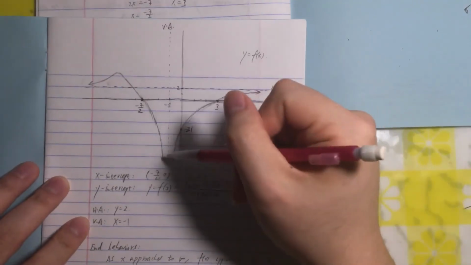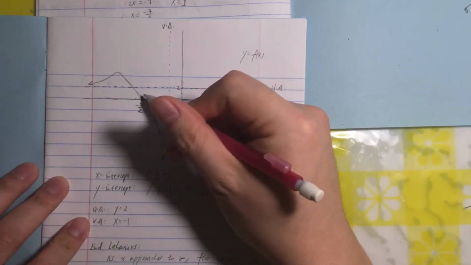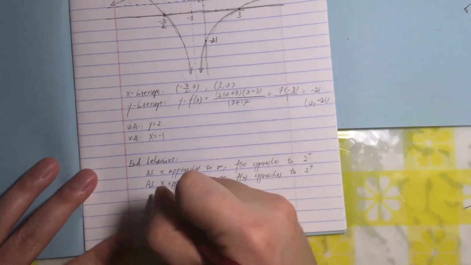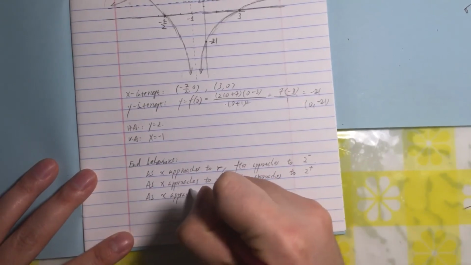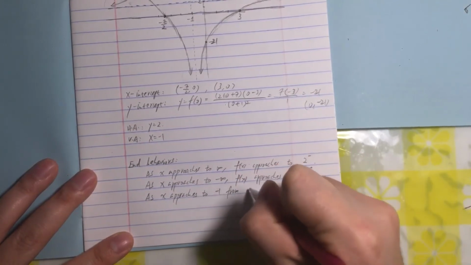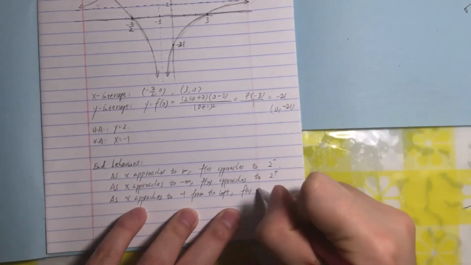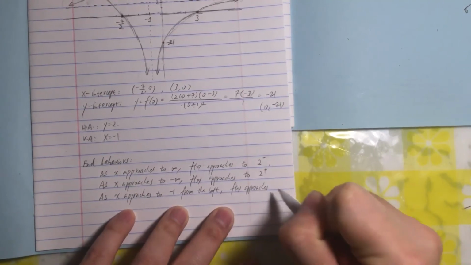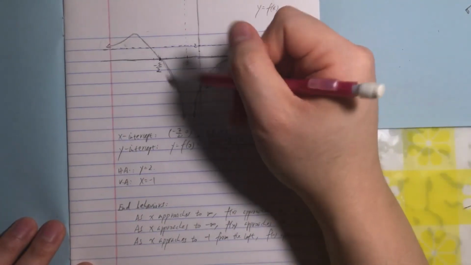Next, for another end behavior here, when x approaches -1 from the left side, f of x goes all the way down, which is negative infinity. As x approaches -1 from the left, f of x approaches negative infinity.